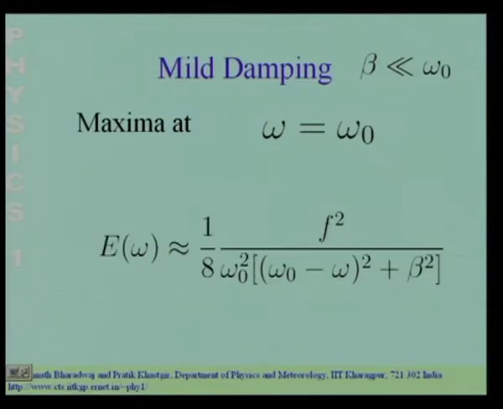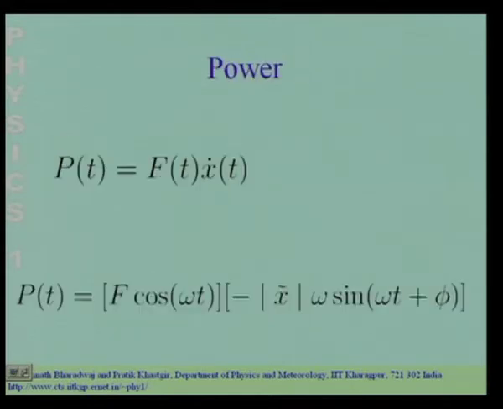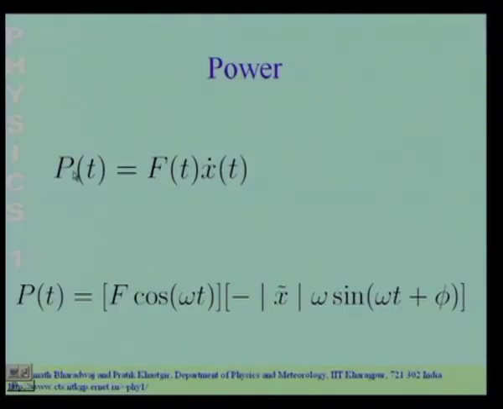So, let us now move over to another thing of interest, which is the power that is transmitted to the oscillator. We have this oscillator which is being driven by an external force, and the external force moves the oscillator and transmits power to the oscillator in this process. The instantaneous power being transferred to the oscillator at any instant of time is the instantaneous force F(t) times the instantaneous velocity of the oscillator, x dot(t).